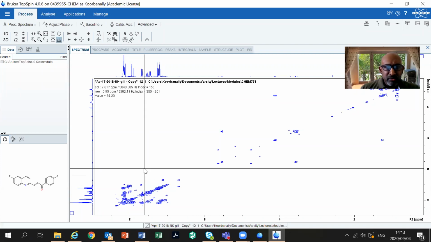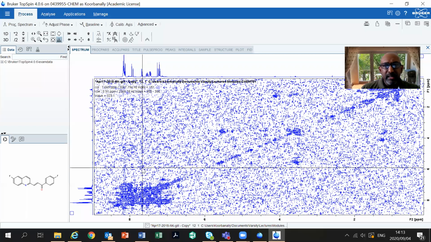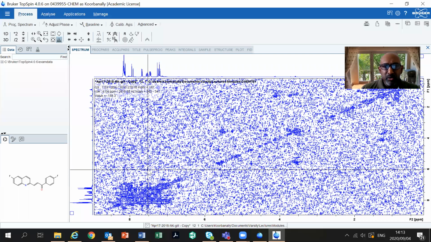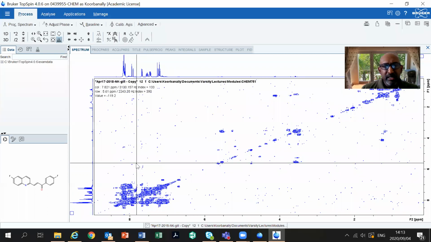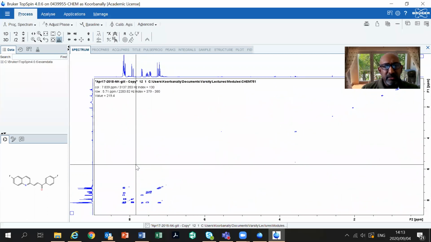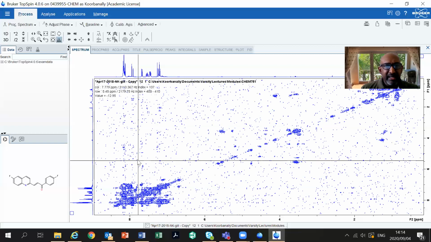Now in order to analyze the spectrum, I'm just playing with the roller on my mouse, and I'm increasing the noise. You can see I'm increasing the noise here, and I can also decrease the noise. Now, what does that actually mean? Imagine you are flying in a helicopter, and you're looking down. And I'm going to increase the noise like this.